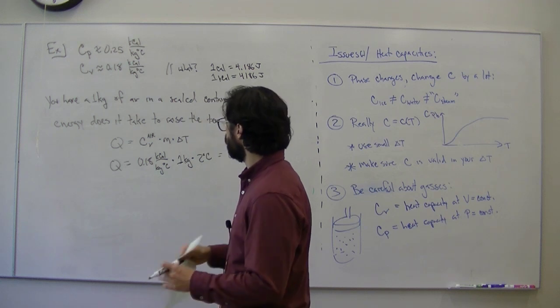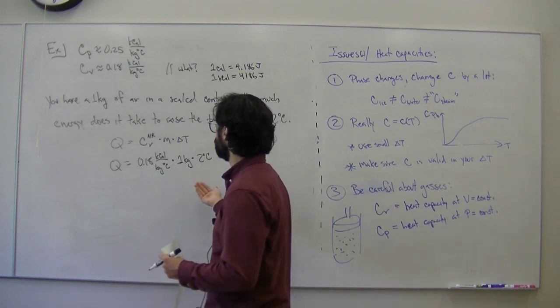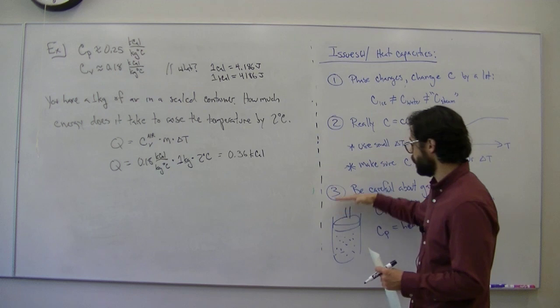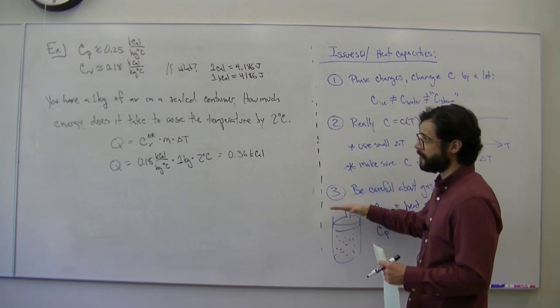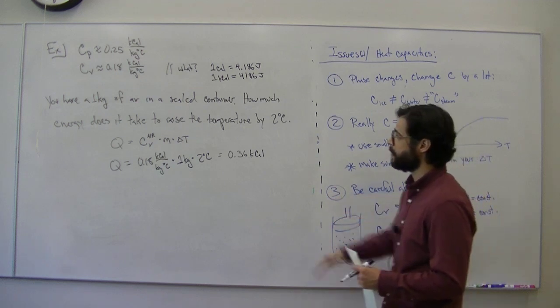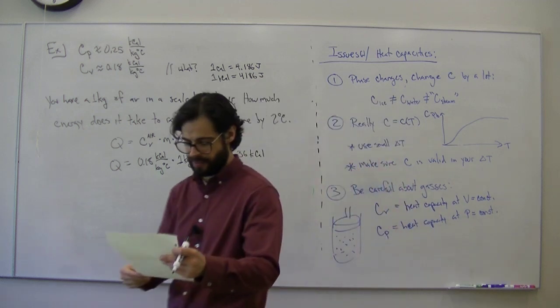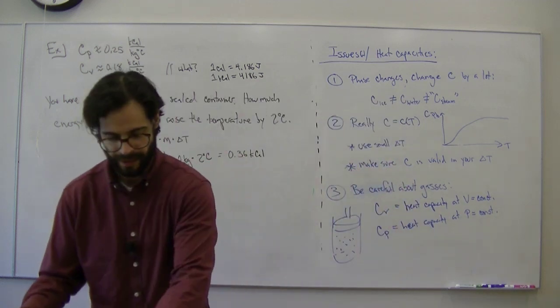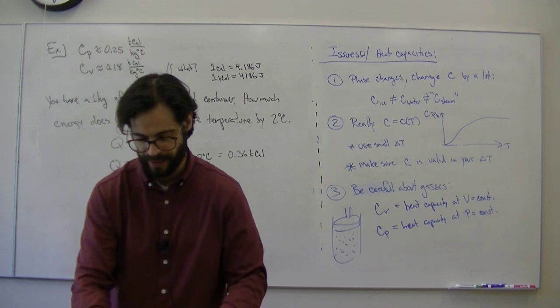Okay. For instance, if we had something in a container where the piston could move, so not constant volume, but always venting to the atmosphere, constant pressure, we would have a constant pressure process, and we would use CP instead, right?